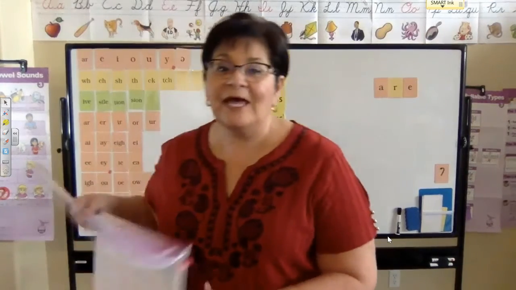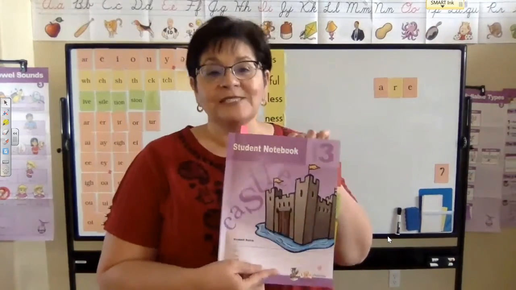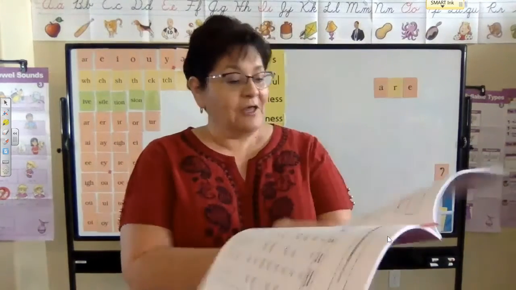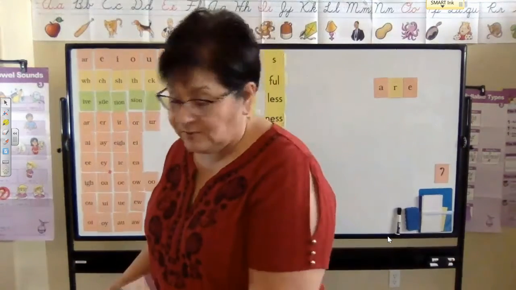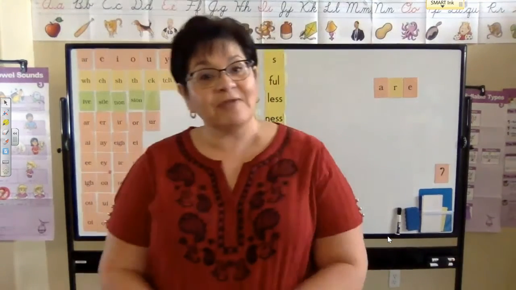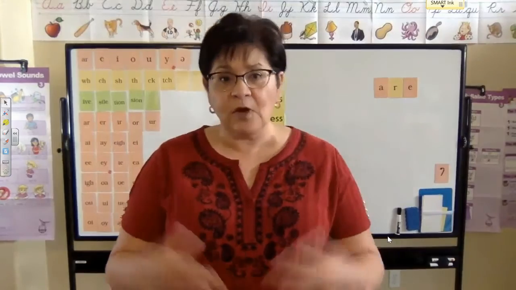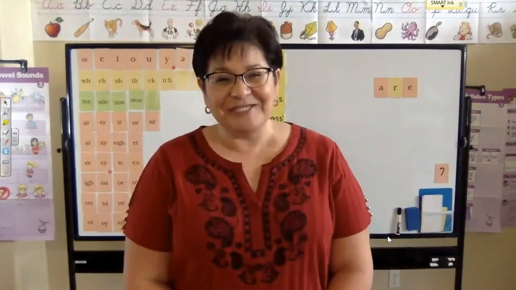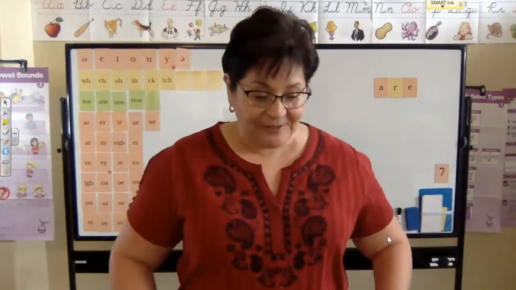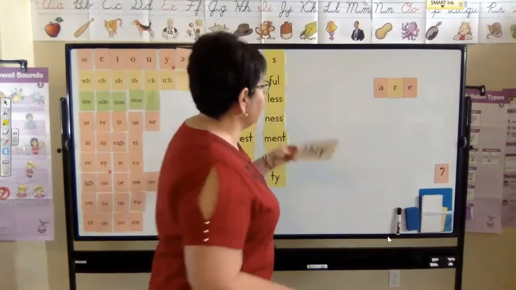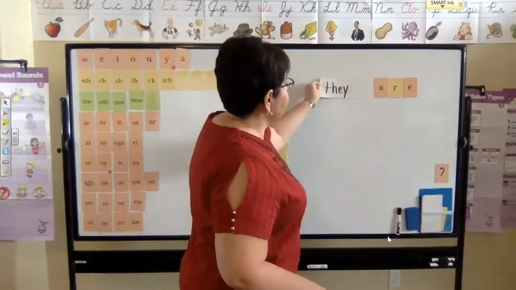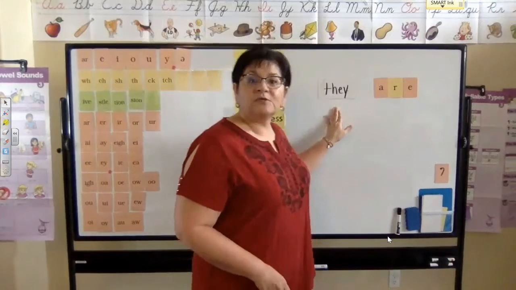Remember, you do have in your castle book, in your student notebook, on pages 40 and 41, your making contractions pages that you can always refer to should you have any questions about how to make or unmake a contraction. All right, well, let's get started. Let me show you this first one. So we always start off with this word. So what is this word?